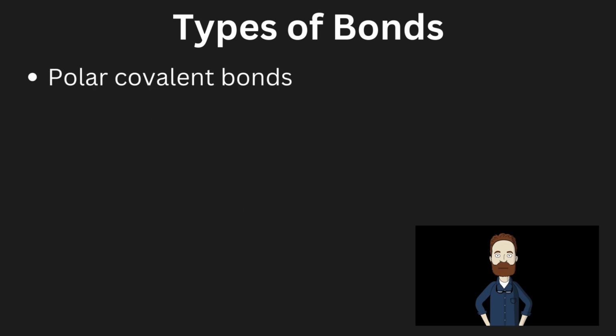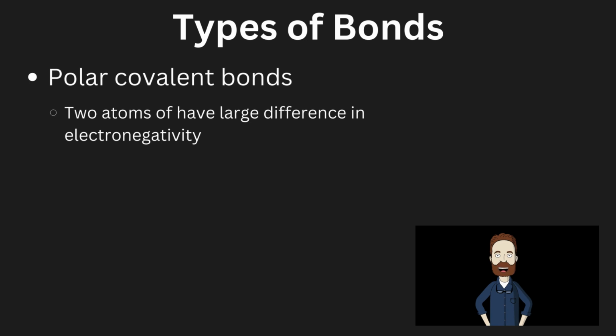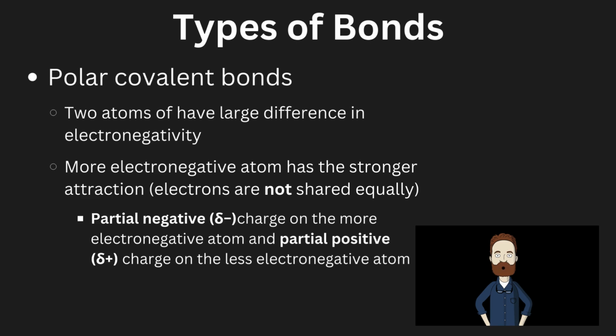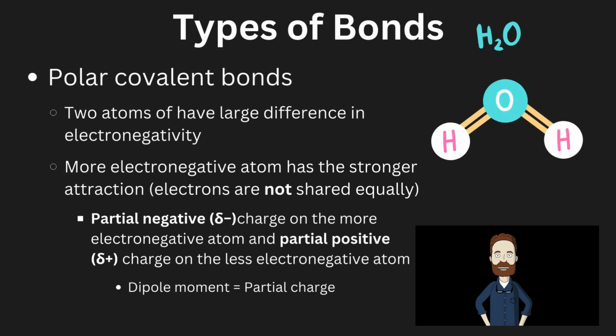Polar covalent bonds are when the two atoms have a relatively large difference in electronegativity, and so the more electronegative atom will have a stronger attraction to the electrons being shared. This creates a partial negative charge on the more electronegative atom, as well as a partial positive charge on the less electronegative atom. These partial charges are known as a dipole moment. These dipoles can be seen on a water molecule, where the oxygen is slightly negative and the hydrogens are slightly positive. These are stronger than nonpolar covalent bonds.